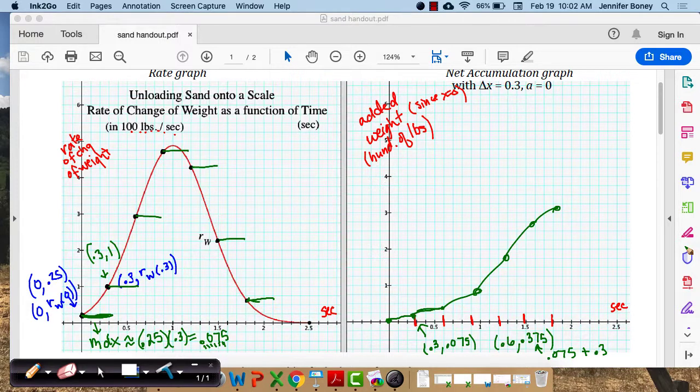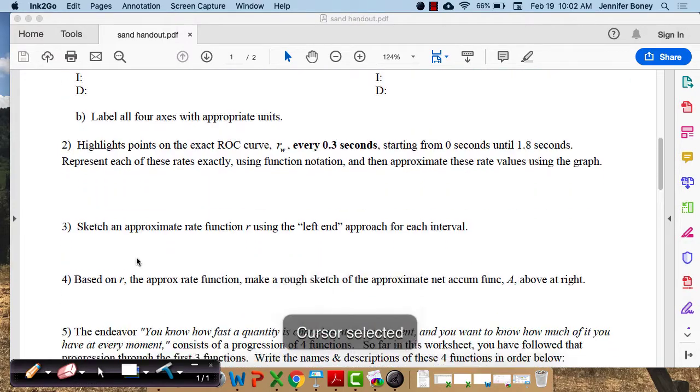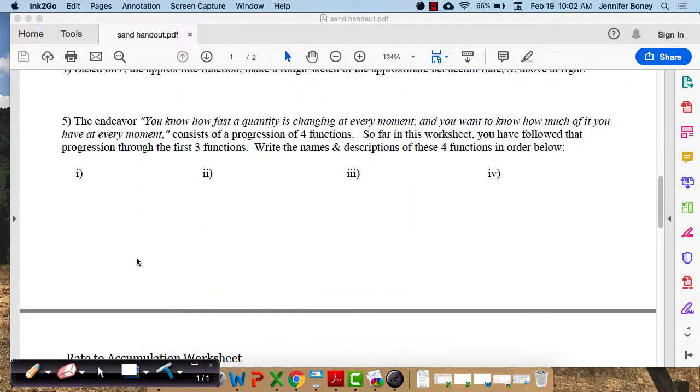So let's take a look at the last question on this front page. I'm going to clear this off and scoot down. The last question on this front page says, you know how fast a quantity is changing at every moment, and you want to know how much of it you have at every moment. So this consists of a process of 4 functions. We've dealt with 3 of them so far, and we're going to talk about the 4th one in just a little bit. Last thing for today.